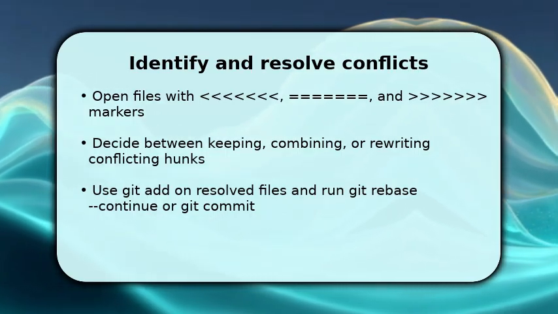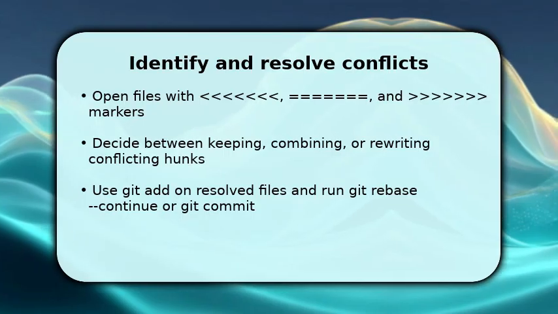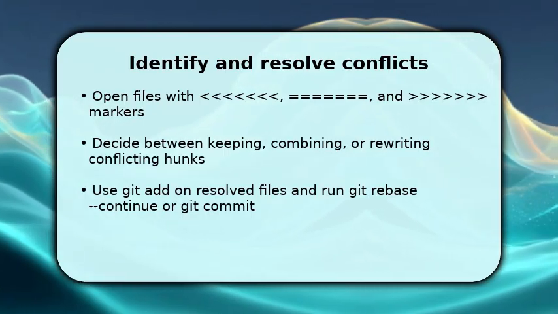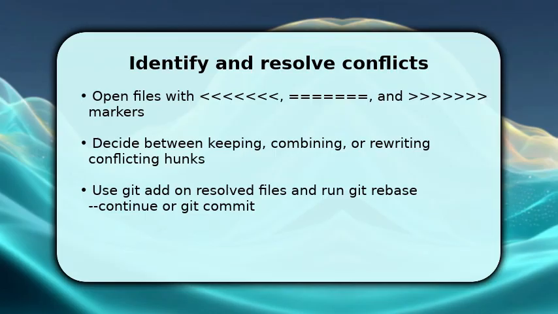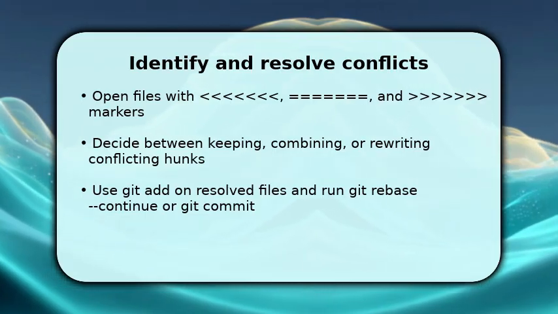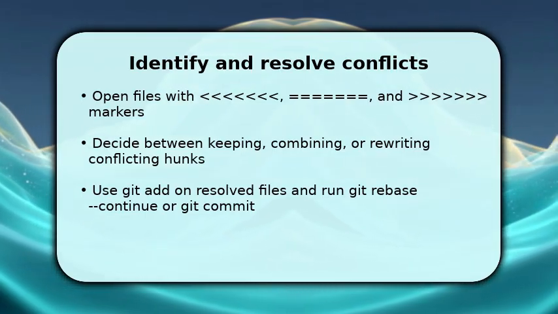After editing, remove the markers, then git add the file. If you were rebasing, run git rebase continue. If merging, run git commit. This finalizes that file's resolution, so you can move on.